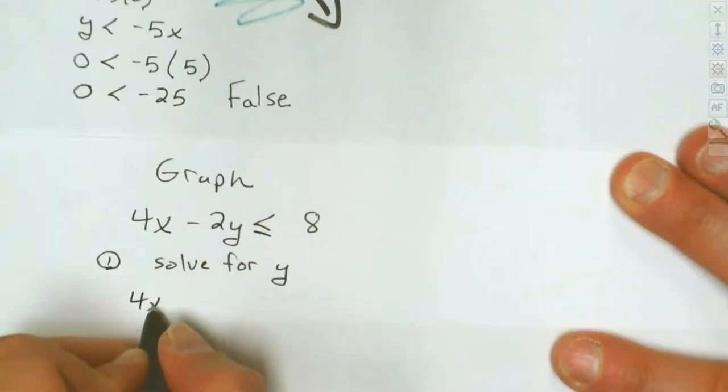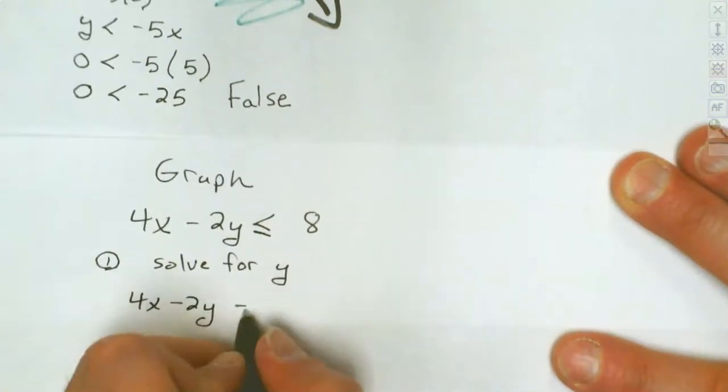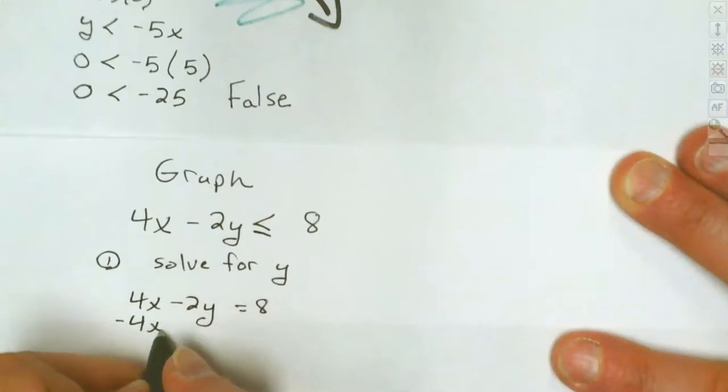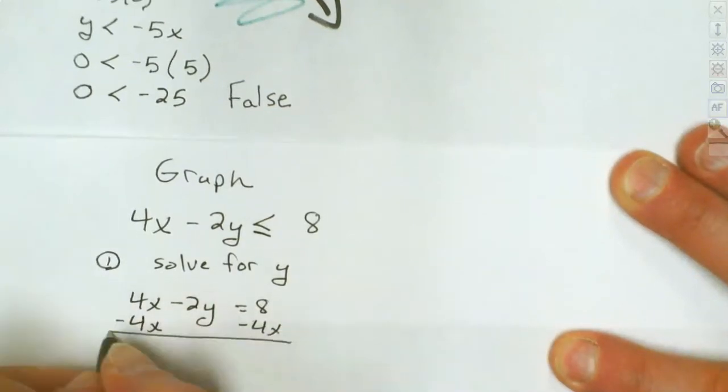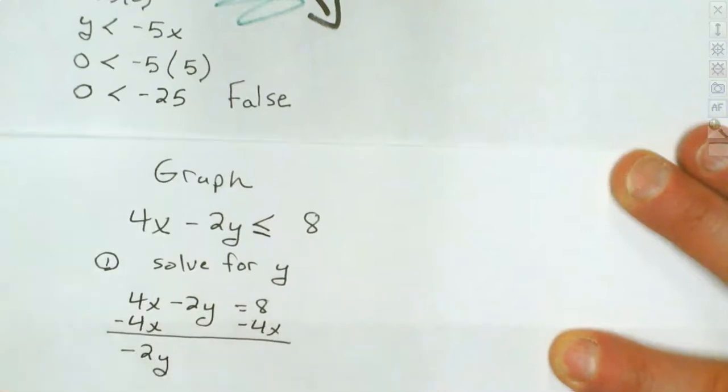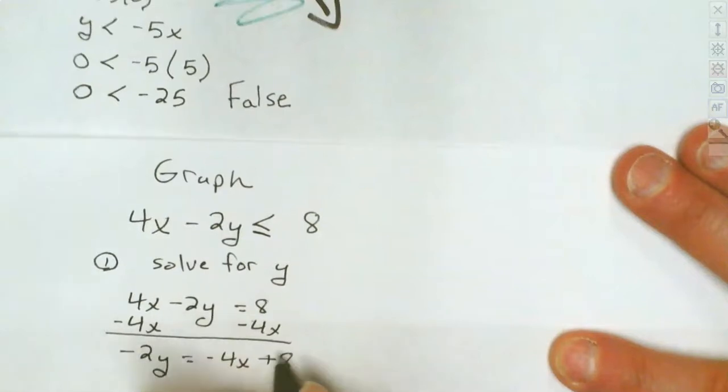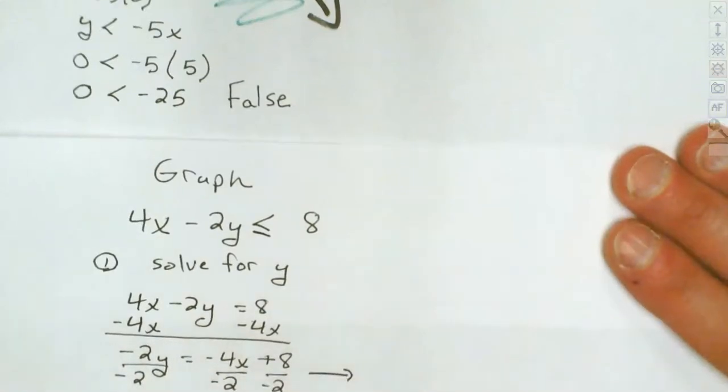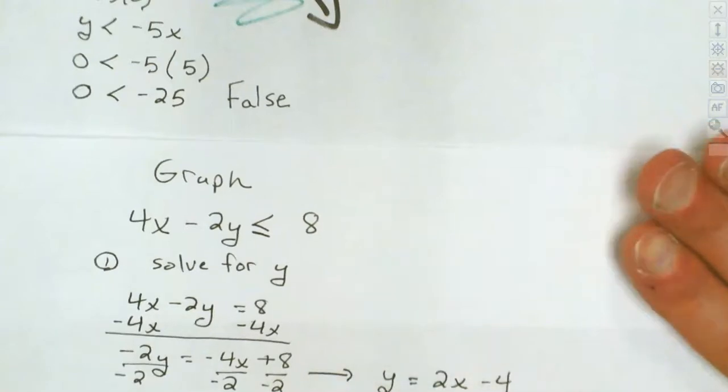And so we've got 4x minus 2y. We'll make that equal 8. We'll move that 4x over. And then we've got minus 2y equals minus 4x plus 8. We'll divide by our negative 2 everywhere. And now we've got y equals, and we reduce, 2x, and 8 divided by negative 2 makes it a negative 4.